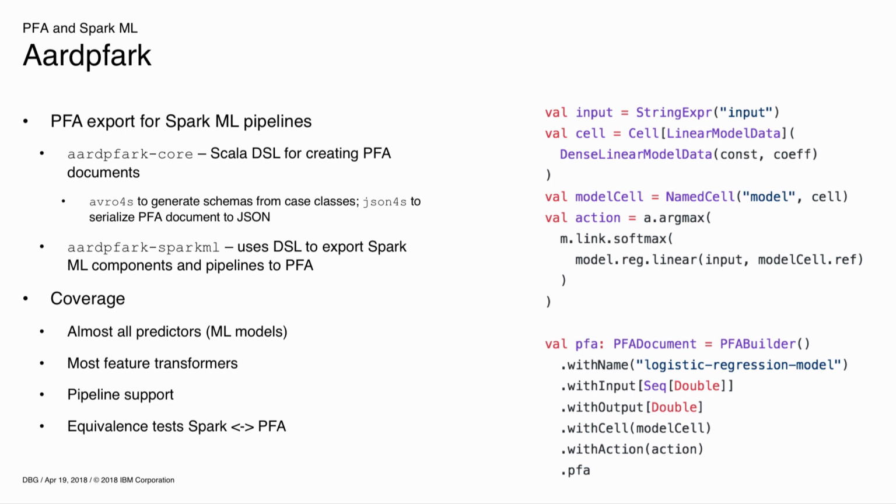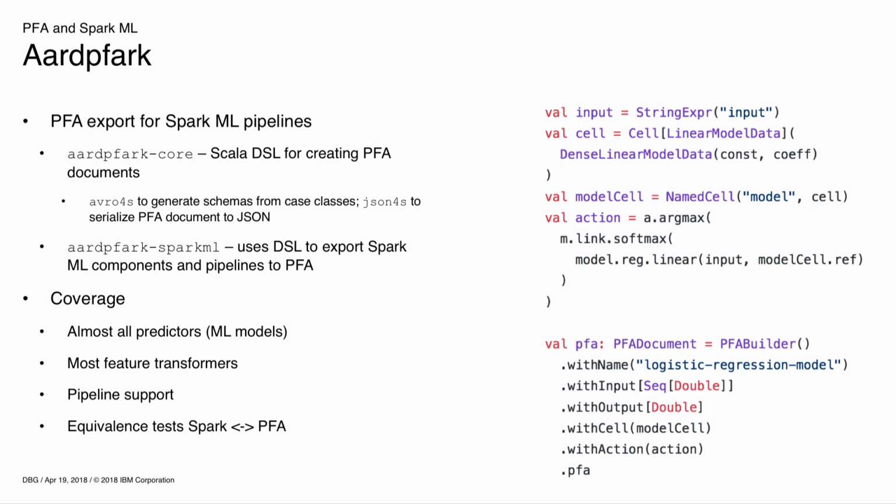So Aardvark Core is a Scala DSL for creating PFA documents, and you can see it on the right there. It's pretty much just some Scala code that creates a bunch of expressions that get exported as JSON, and we can use a library like Avro4S to make our lives easier when creating data structures. That allows you to easily and automatically export case classes to Avro schemas. And then Aardvark Spark ML uses this DSL to export Spark ML pipelines to PFA.